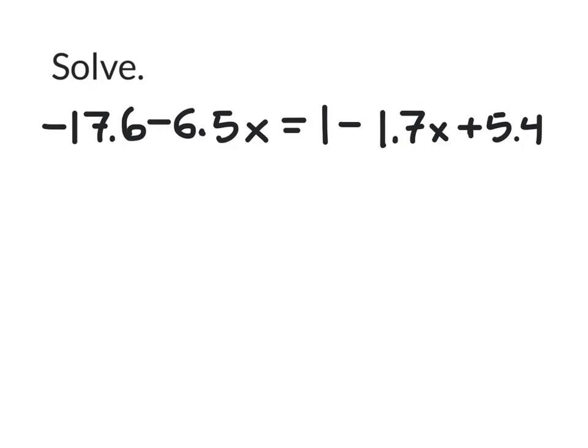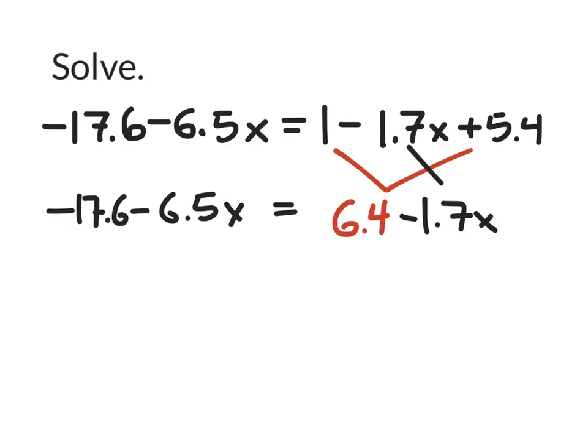Like this one, you'd say, is there any distribution? No. But there is combining some like terms, which we see between the 1 and the 5.4 right there, which would combine to be 6.4. So we rewrite the full equation now. So this is what we end up with right here.